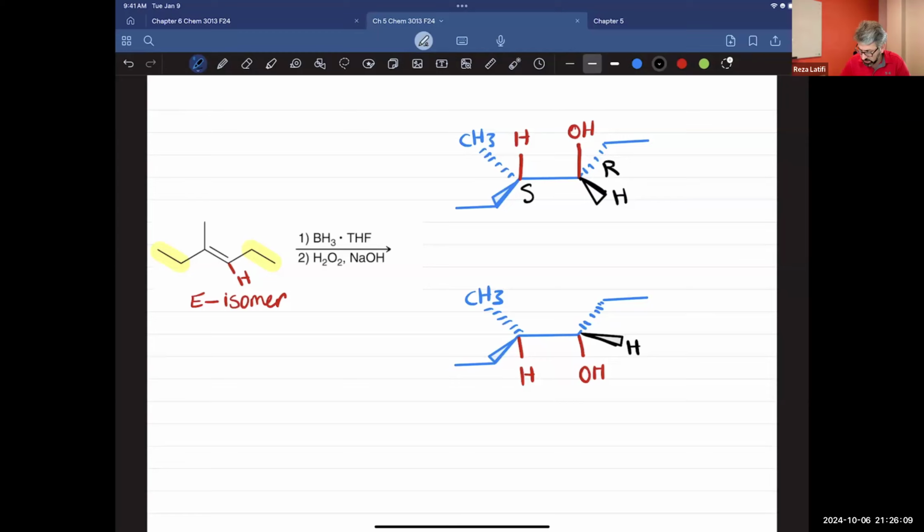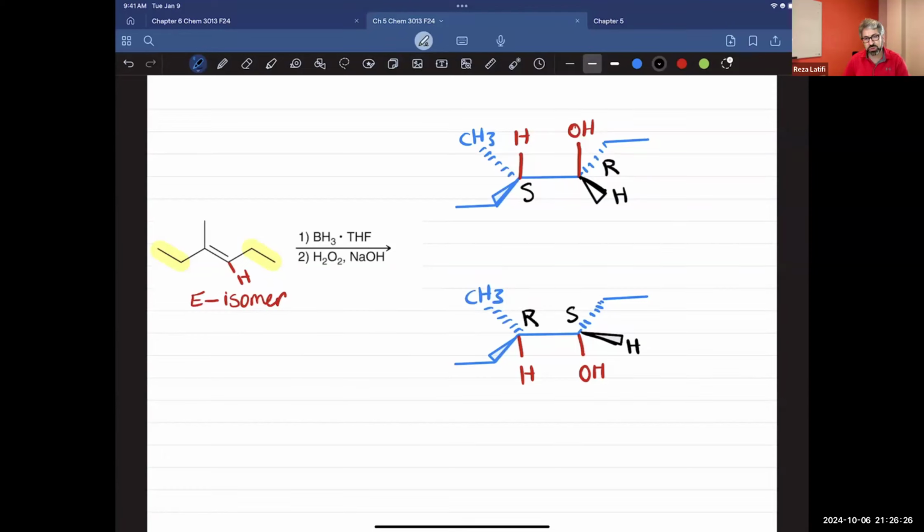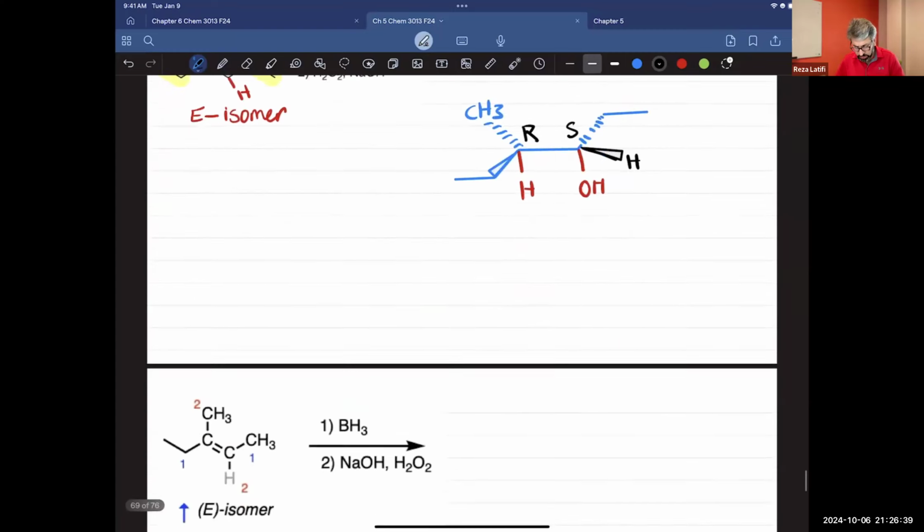Okay, and here, let's see, hydrogen is facing to us. Okay, I go 1, 2, 3. This is supposed to be R, but it will be S. And how about here? Okay, this one is going to be 1, 2, 3. This one will be R. So these two are enantiomers. Okay, so we got enantiomers. We can turn S to R and R to S configuration.